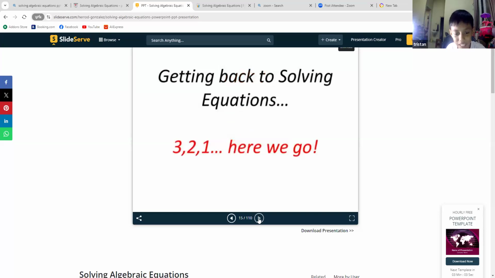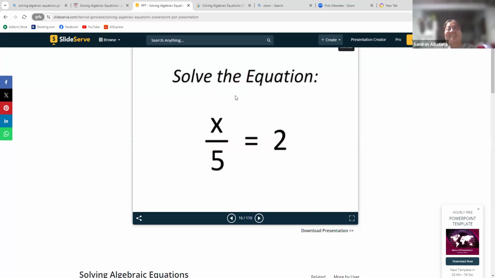Getting back to solving equations. How about that one? It's getting difficult. How are you going to get that one? Noel says 2. Do you think it's 10? Noel is correct, 10. The answer is 10.